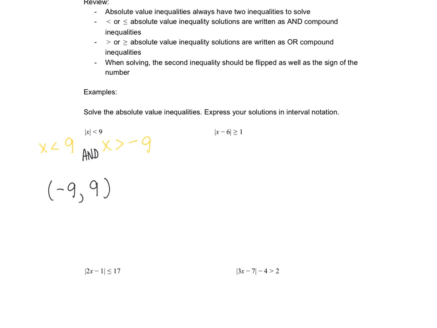Okay. Our second example is the absolute value of x minus 6 is greater than or equal to 1. So the first inequality I want to solve is x minus 6 is greater than or equal to 1. To solve that inequality, we add 6 to both sides, so we get x is greater than or equal to 7. For our second inequality, we start off with x minus 6 less than, then we flip the inequality, so less than or equal to, and we flip the sign of our number, negative 1. I'm going to solve this inequality the exact same way: add 6 to both sides, and we end up with x is less than or equal to 5.